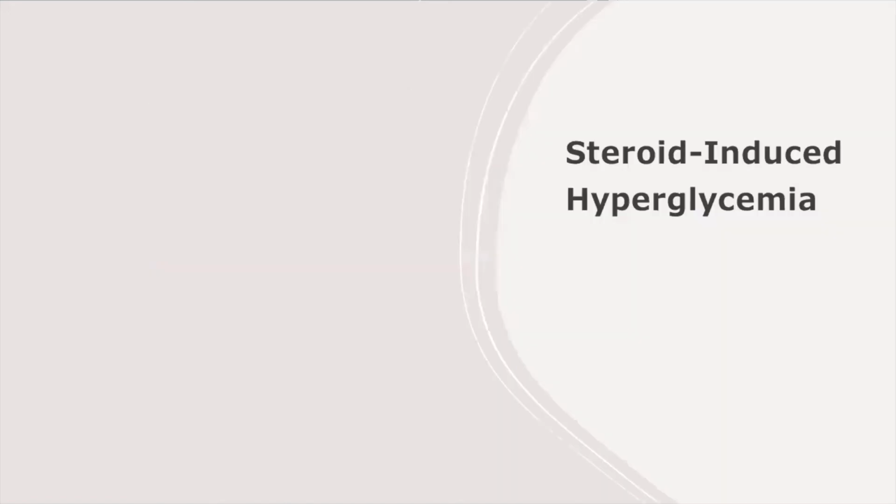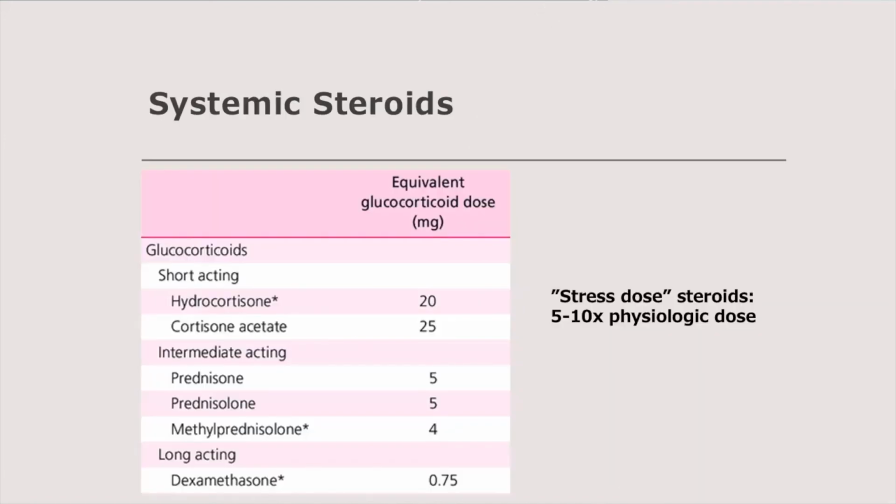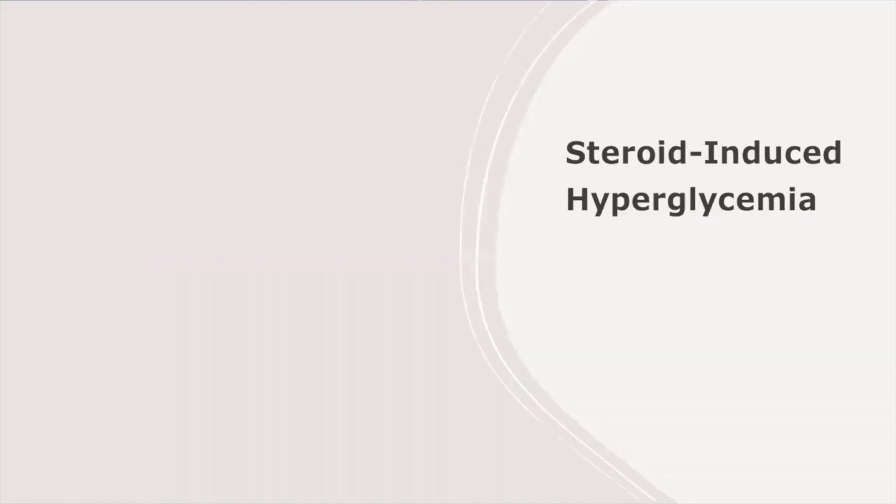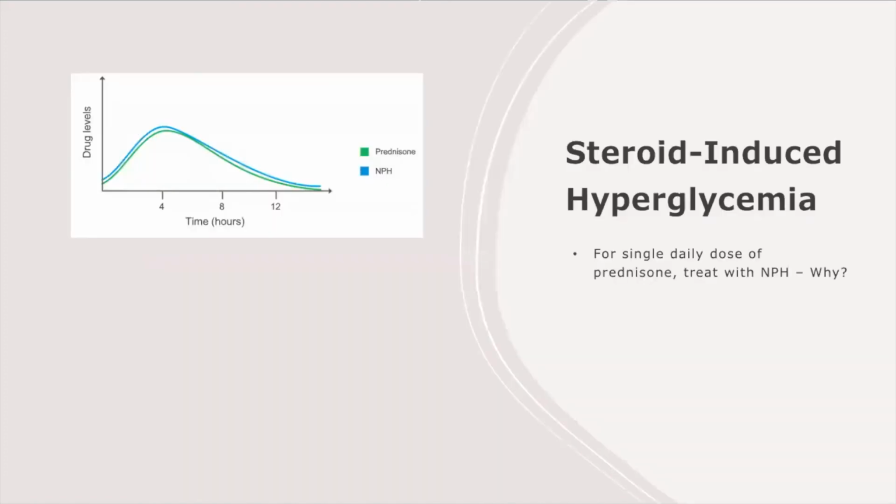All right. So the last topic I want to touch on is steroid-induced hyperglycemia. It's really common that we give patients steroids in the hospital, and then lo and behold, their blood sugars are up. So if you're giving someone a single daily dose of prednisone, or really any of these short or intermediate acting glucocorticoids, consider using NPH.